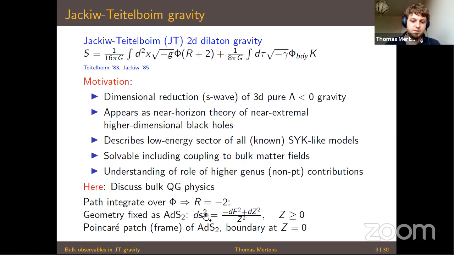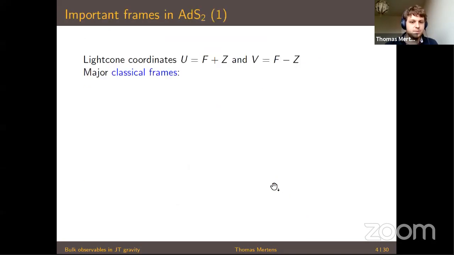So what I've written here is the Poincaré metric on the AdS2 geometry. I have chosen big Z as my Poincaré Z coordinate that ranges from 0 to infinity, where Z equals 0 is the holographic boundary. And I have called big F my Poincaré time coordinate. This notation will be obvious later on. So now, well, now that we know that the geometry is AdS2, I think it's interesting to first briefly recall several classical important frames or patches of the AdS2 geometry. So to describe these, I transfer to light cone coordinates. So F and Z were the Poincaré coordinates. So U and V are these light cone.